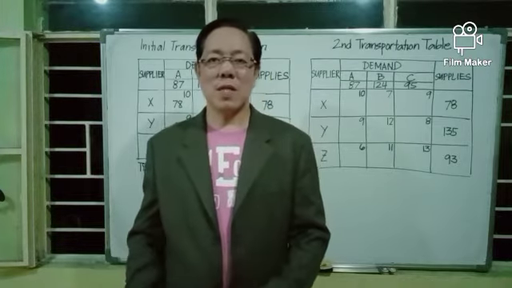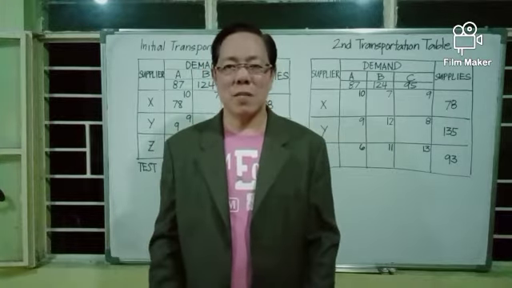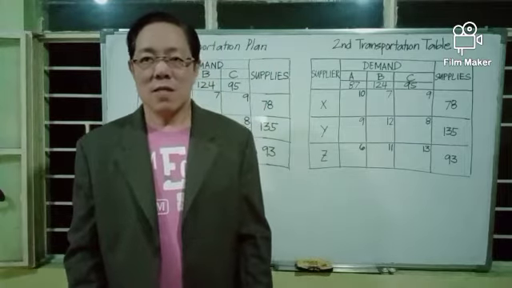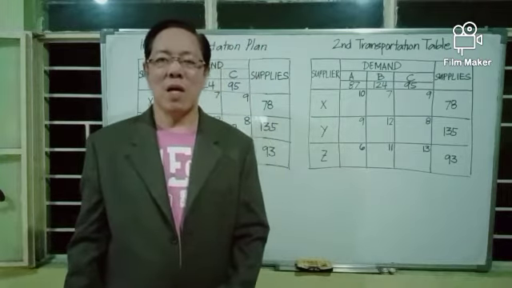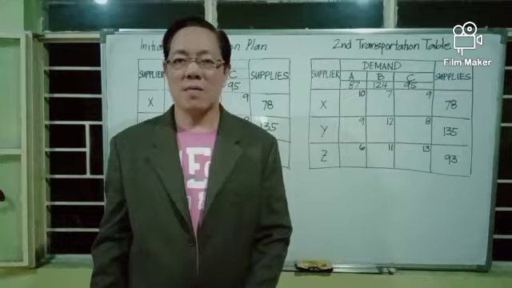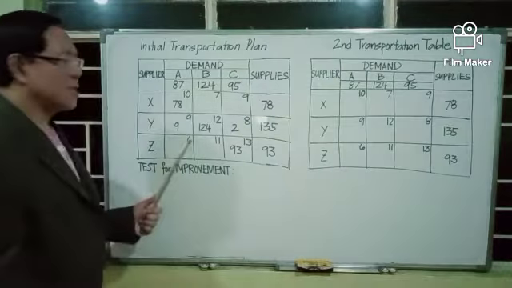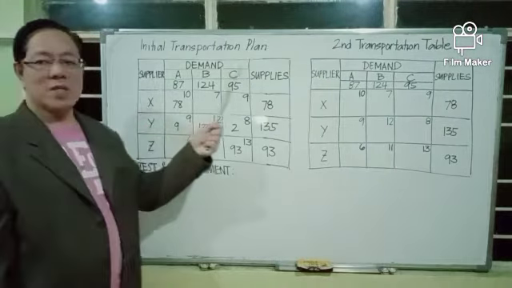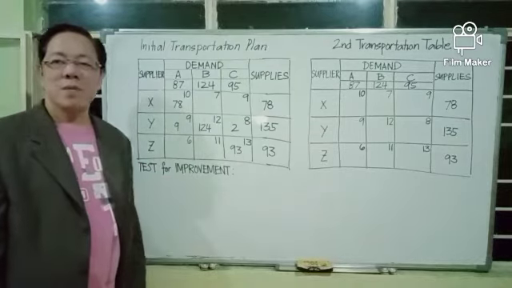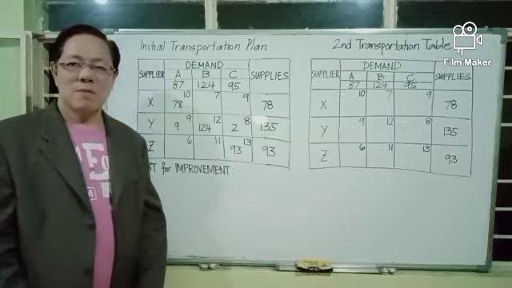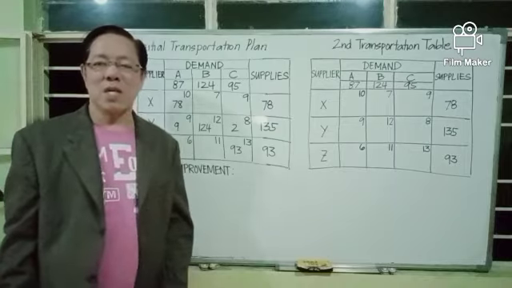For today, we will continue with our solution of the first transportation problem we had in the last meeting. In the last lesson, we solved the initial transportation table and we developed the initial transportation plan corresponding to it. This was the initial transportation plan we had, and we made the initial distribution using the stepping stone method.